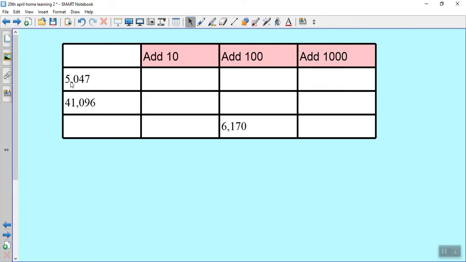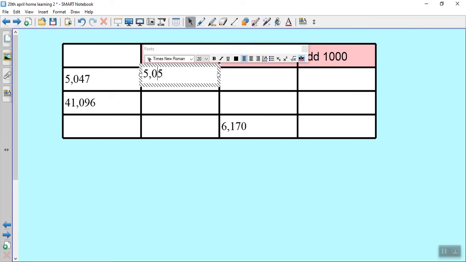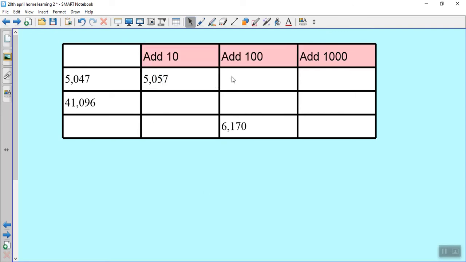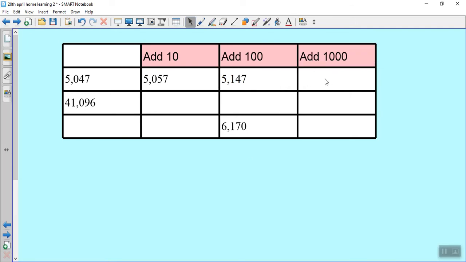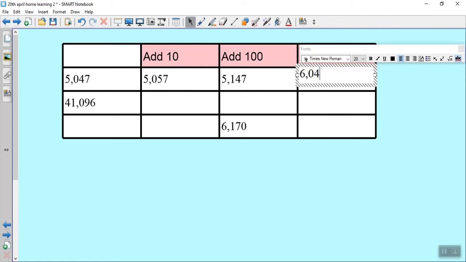Okay, so I've got 5,047. I'm going to add 10. This is my tens column. So I'm going to add 1 ten. So I'm going to have 5,057. Here I'm going to add 100. This is my hundreds column. So it's going to be 5,147. Over here, I'm going to add 1,000 onto my original number. This is my thousands column, so it's going to be 6,047.